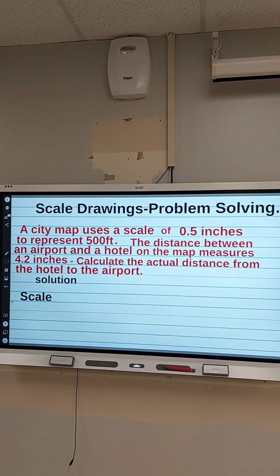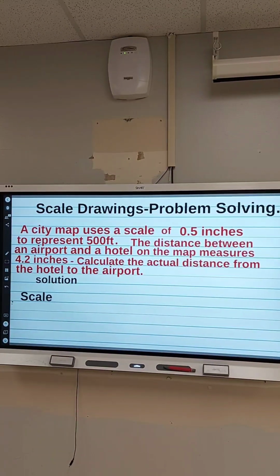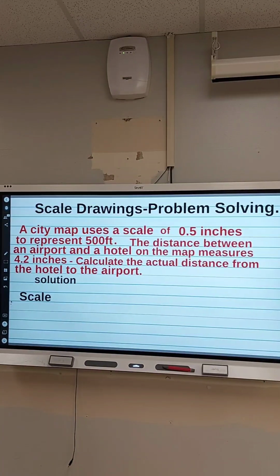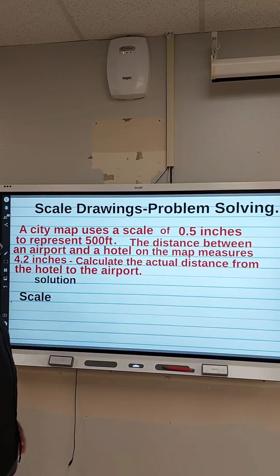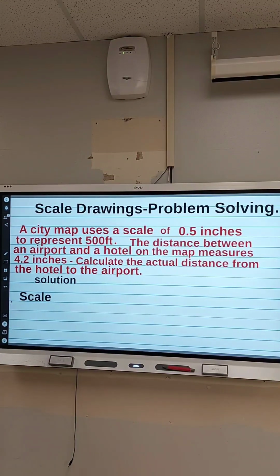In this real-world application of scale drawings, a city map uses a scale of 0.5 inches to represent 500 feet. The distance between an airport and a hotel on the map measures 4.2 inches. Calculate the actual distance from the hotel to the airport.